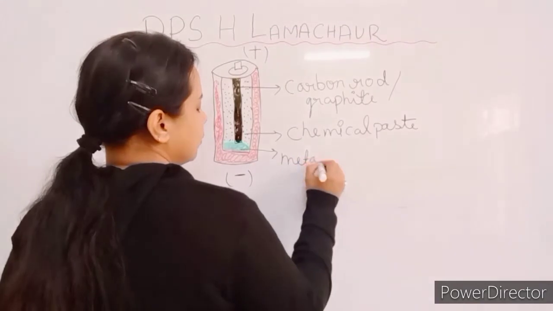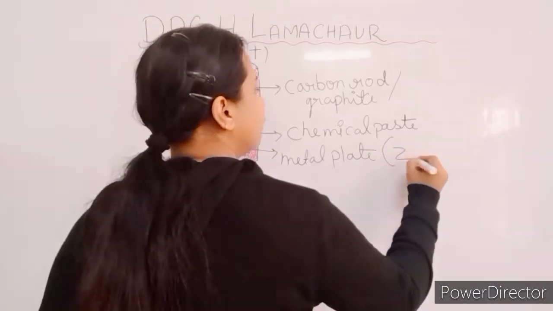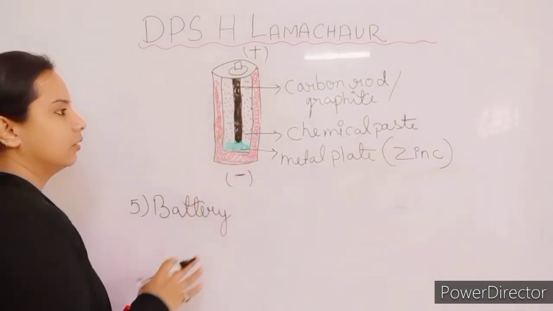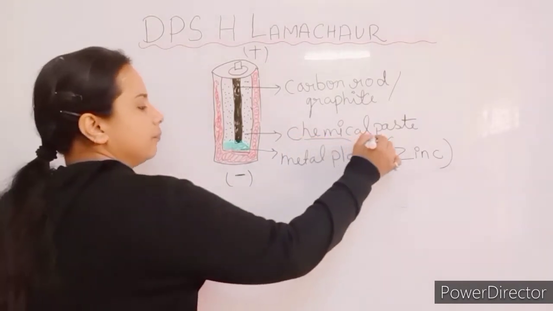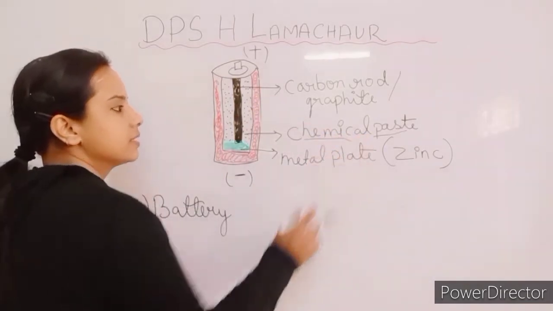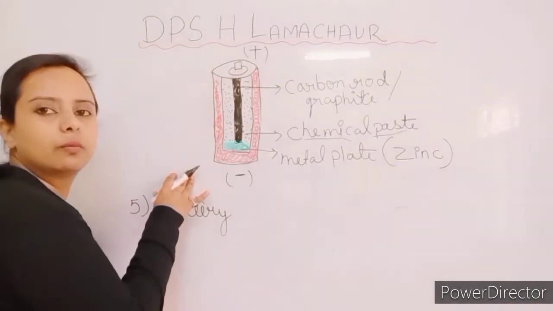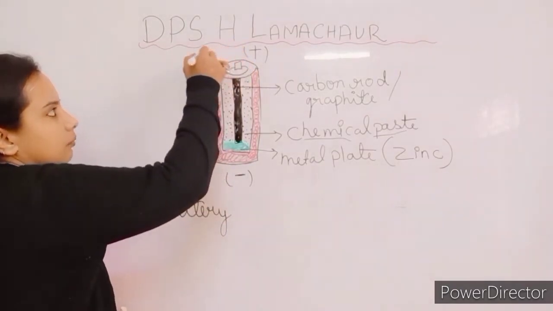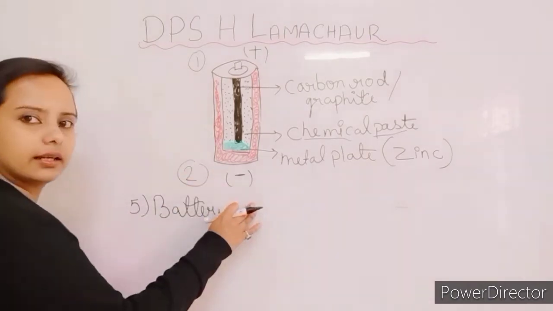which is generally of zinc. So all these things are present in this cell, and this chemical paste helps in producing electricity. When this chemical paste is used up completely, then this cell will stop working. And I have told you about the terminals. So these are the two terminals. First is this, which is the positive one, and the second terminal is the negative one.